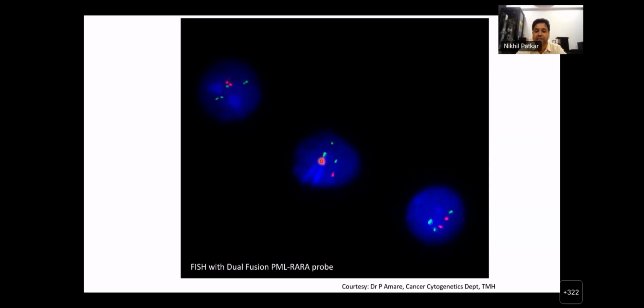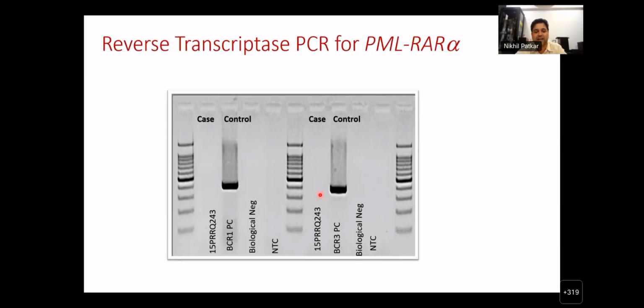These are actually 3D structures, so it looks like there are fusions, but there are actually no fusions. If there is a fusion, the color will change to a yellow signal, which we are not seeing. So this is a non-rearranged PML RARA. As you can see in this PCR, the PML RARA for this particular case is negative. You are seeing no band, but for this, the BCR1, BCR3 is positive. So this is actually not PML RARA.